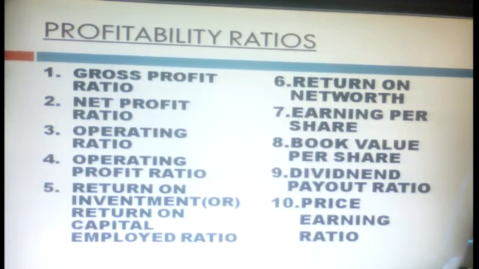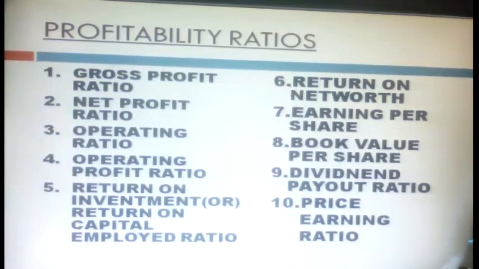Then sixth is return on net worth, seventh is earnings per share, eighth is book value per share, ninth is dividend payout ratio, and tenth is price earning ratio. So the NCERT book has 10 ratios, but the main discussion is on the first 5.